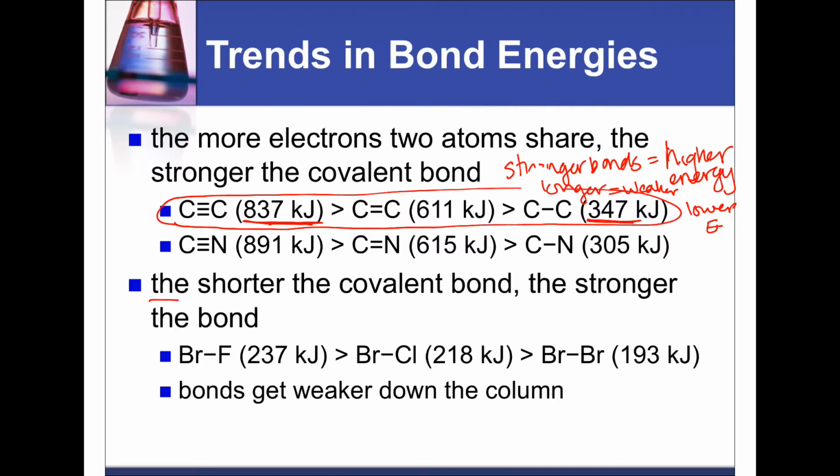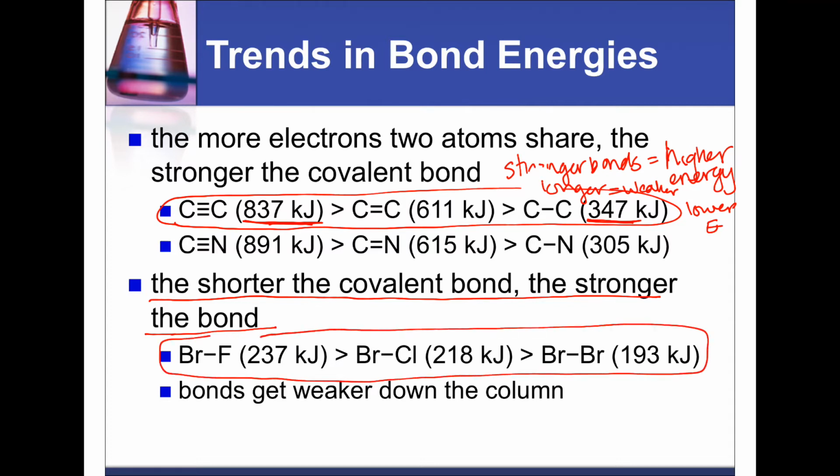All right, and here it says the shorter the covalent bond, the stronger the bond. And when we are relating it to this trend right here, the fluorine-fluorine bond is the shortest out of all these. The bromine-bromine is the longest. That's because fluorines are so much smaller than bromines that their bond length is much shorter, and so they have a higher energy. So the shorter the covalent bond, the stronger the covalent bond.